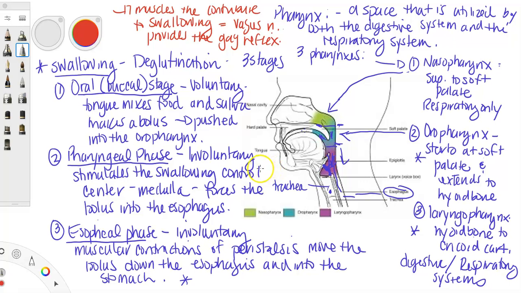Okay, so that's about it for swallowing. So next we'll talk about the GI tube.